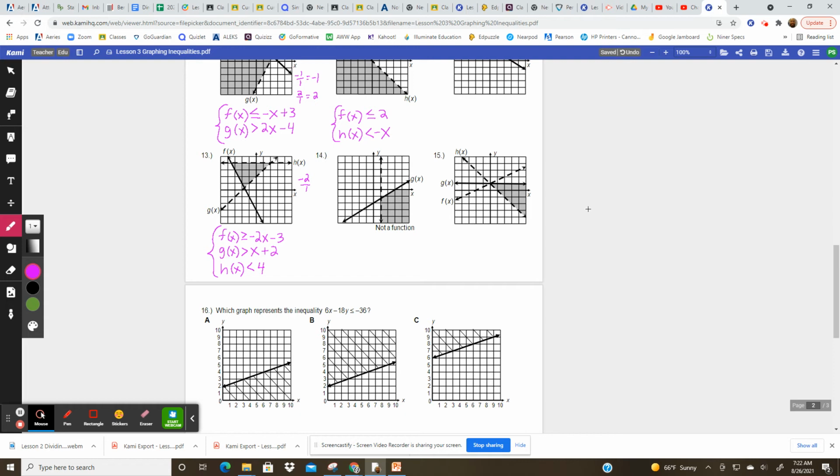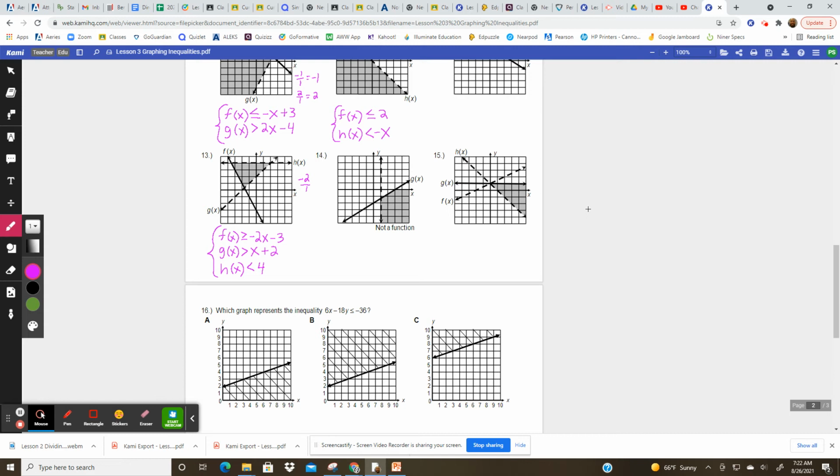Okay, now 14 is a little different because of this function or this non-function. It's a vertical line, but I just wanted you guys to see an example of writing the equation for a vertical line. So a constant line starts with y equals 4, or in this case it's an inequality, so it's y is less than 4, but it's really h of x.